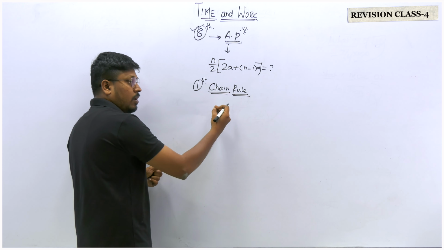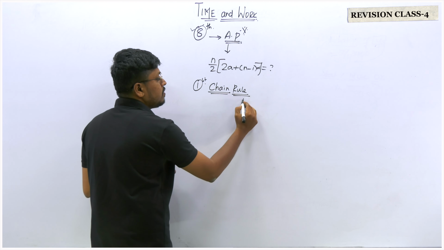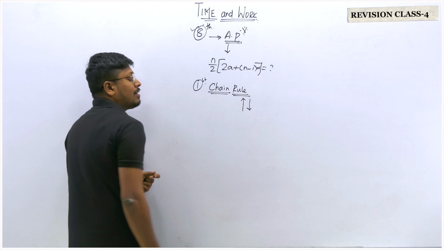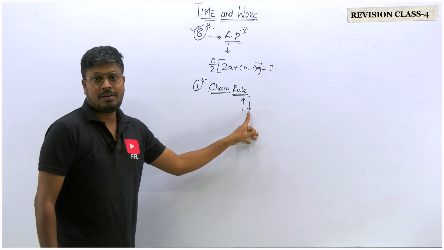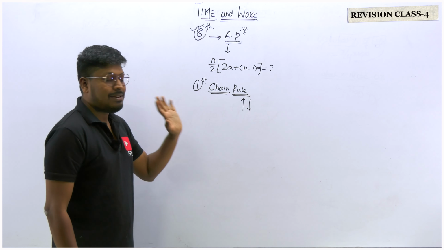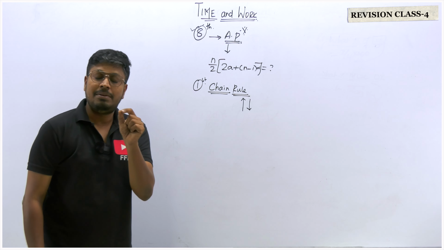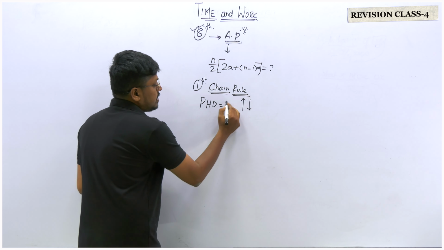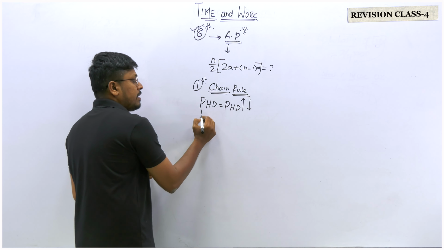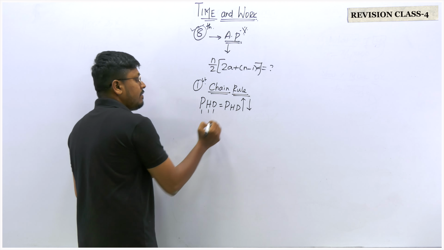One is either by a formula method, or else some students will use this arrow mark at the top, arrow mark at the bottom. It's your wish, right? So it is one of the simplified way of writing a formula method, right? So better in a chain rule, going with the formula method will be very easy. Why? Because we have one simple formula, PHT is equal to PHT. That's it. So P will be for person, H will be for hours, D will be for days.